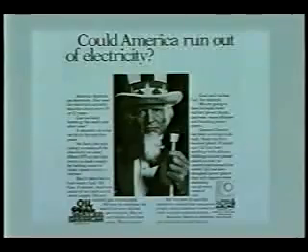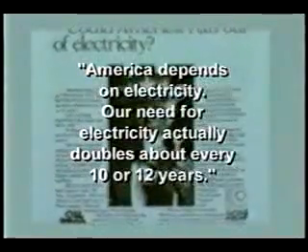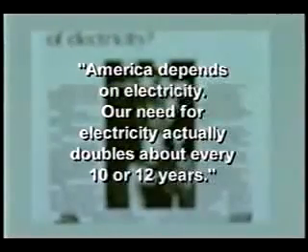Now, let's translate that into the energy crisis. Here's an ad from the year 1975, and it asks the question, could America run out of electricity? America depends on electricity. Our need for electricity actually doubles every 10 or 12 years. That's an accurate reflection of a very long history of steady growth of the electric industry in this country, growth at a rate of around 7% per year, which goes with doubling every 10 years. Now, with all that history of growth, they expected the growth would just go on forever. Fortunately, it stopped. Not because anyone understood the arithmetic, it stopped for other reasons.